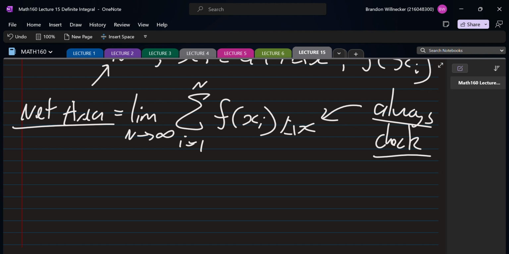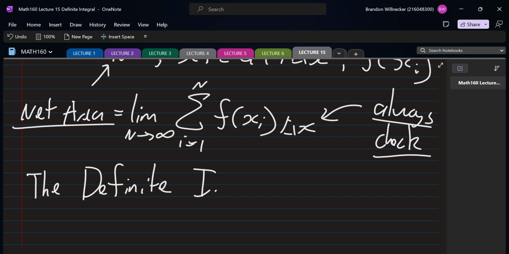Now you can always do this in terms of areas, that's how it's defined. However, with this new way, we're just going to extend it a little bit. We're going to move away from these area pictures. And this new notation, or this new way of looking at it, is called the definite integral.